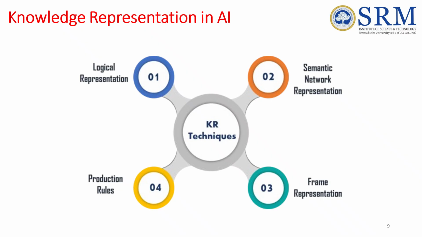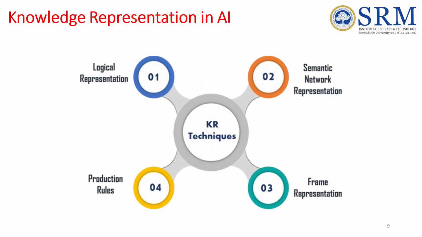Production rules are the final technique. They are represented with if-then rules. For example: if fever and cough are present, then it is flu. If the traffic light is red, then automatically stop the vehicle. The AI checks the condition and executes the corresponding action.